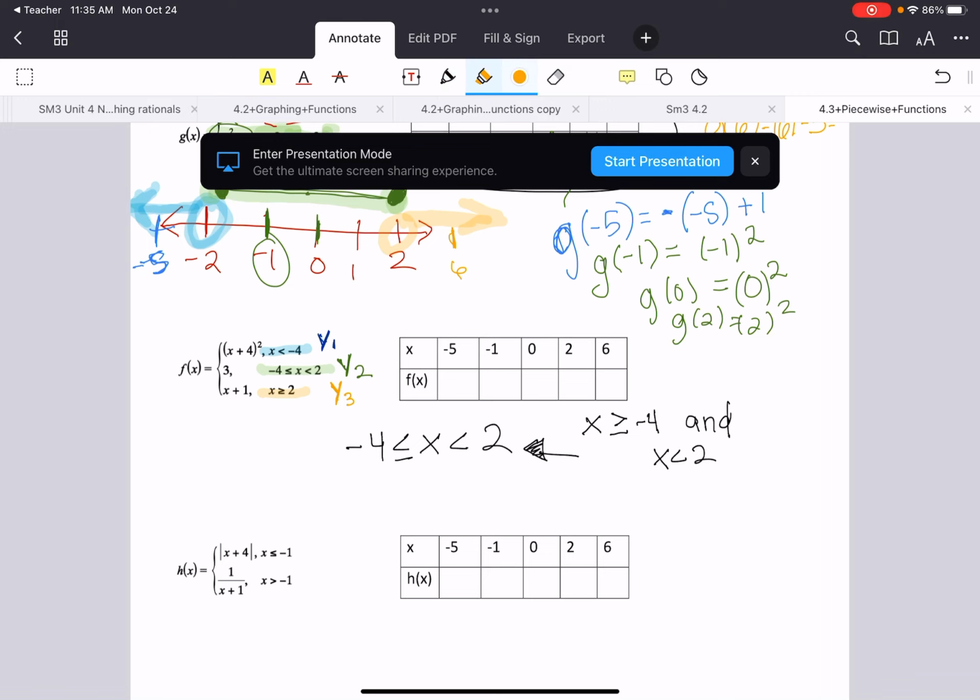So let's look at -5. Would you guys rather write the number line, or do you feel like you have the number line in your head, you can figure out where it goes? So -5, is it going to go into y1, y2, or y3? Y1. So we're going to highlight it with the blue highlighter.